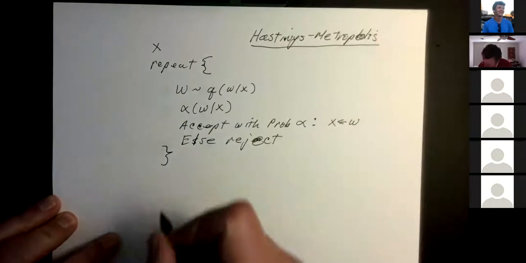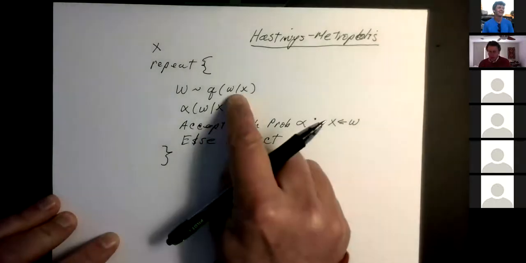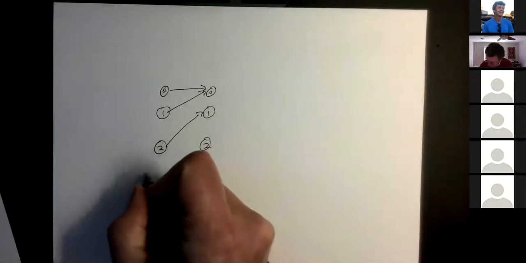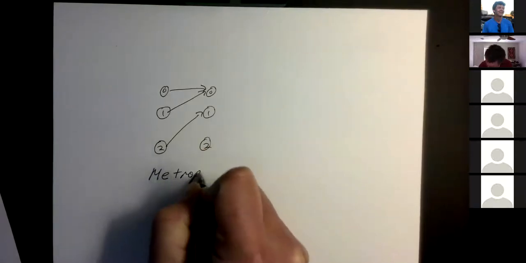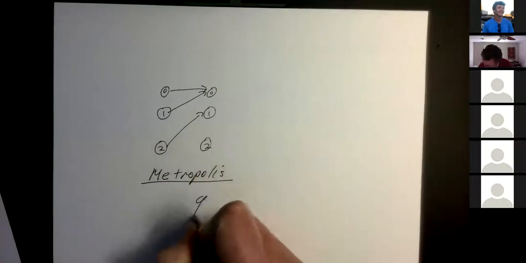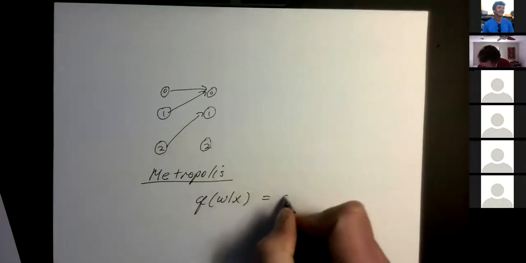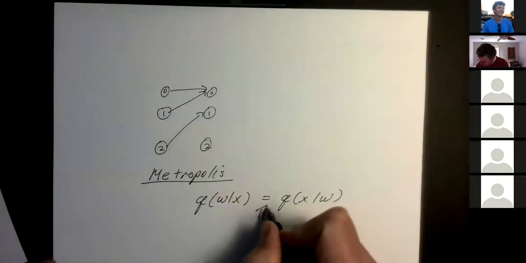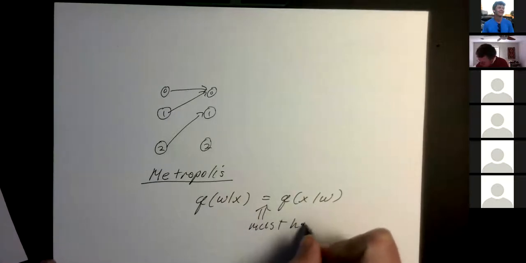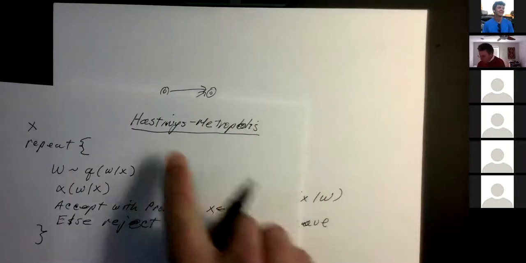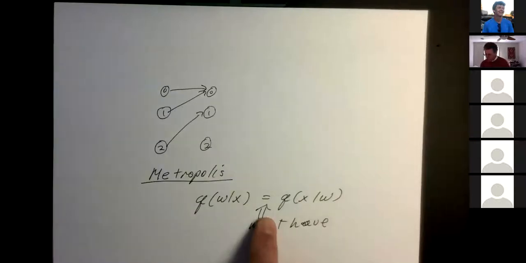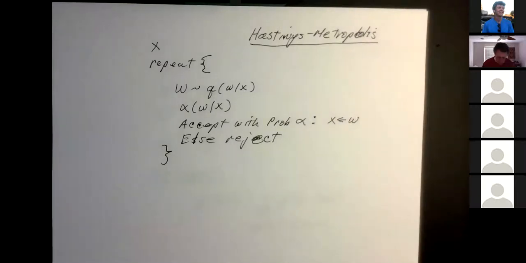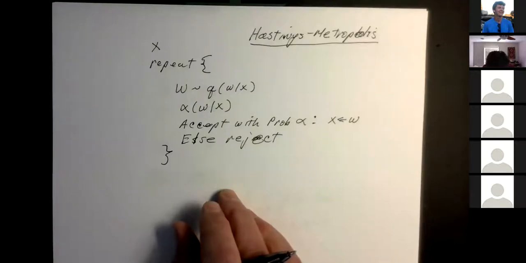Then the acceptance probability. But the thing is that if Q isn't symmetric, so if Q doesn't have the property that under Metropolis, we have Q of W given X equal to Q of X given W. You must have this. But we relax that constraint for Hastings Metropolis. That's what the Hastings means. It means that you don't enforce this constraint. So now you have a general Q. In that case, the form of alpha is more complicated.